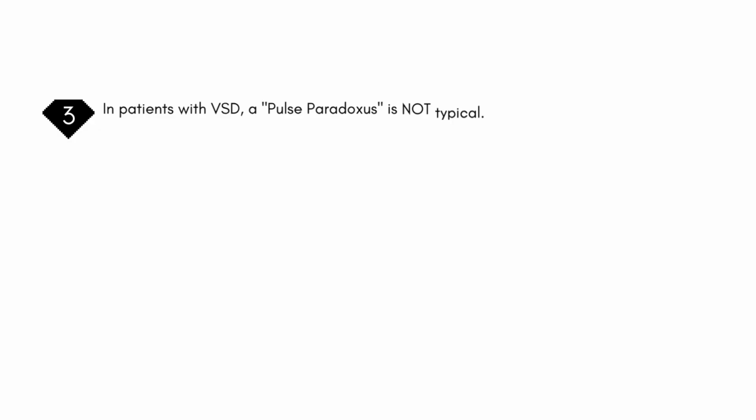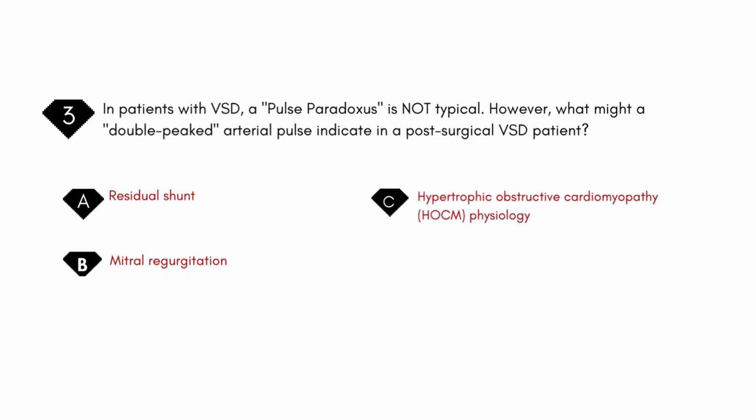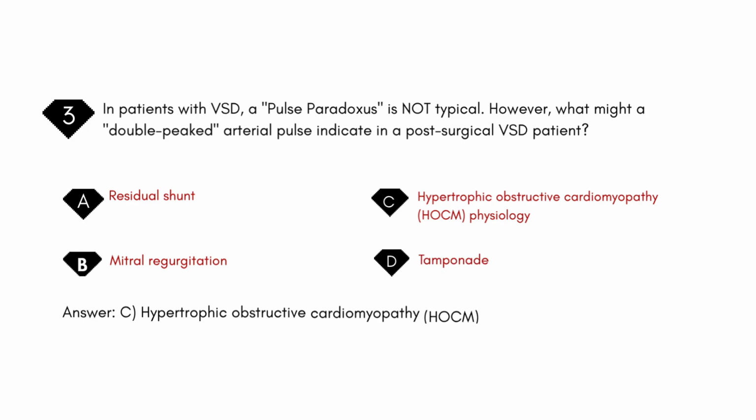In patients with VSD, a pulsus paradoxus is not typical. However, what might a double-peaked arterial pulse indicate in a post-surgical VSD patient? A. Residual shunt. B. Mitral regurgitation. C. Hypertrophic obstructive cardiomyopathy, HOCM, physiology. D. Tamponade. Answer: C. Hypertrophic obstructive cardiomyopathy, HOCM, physiology.